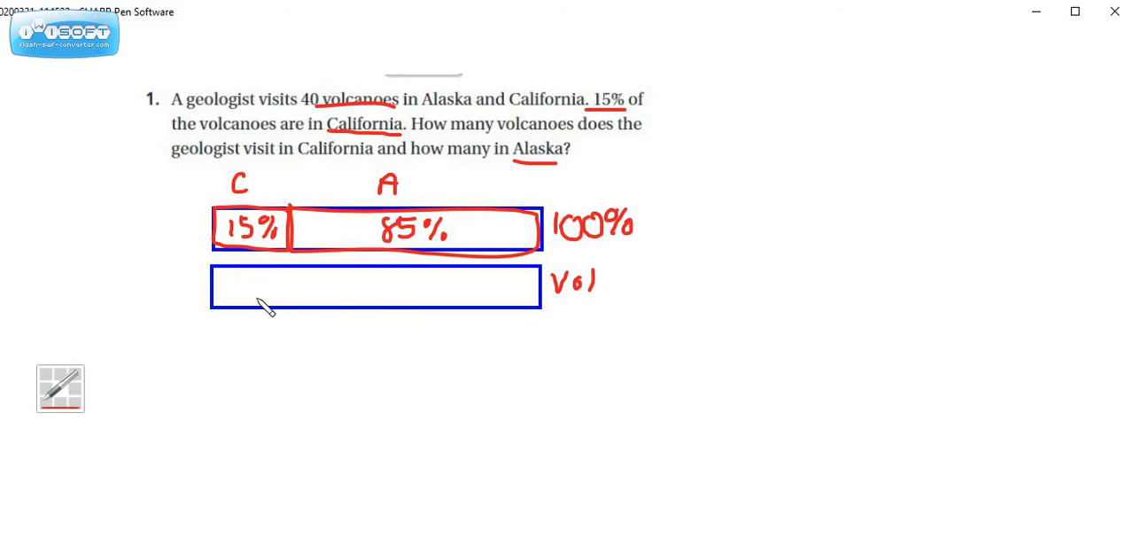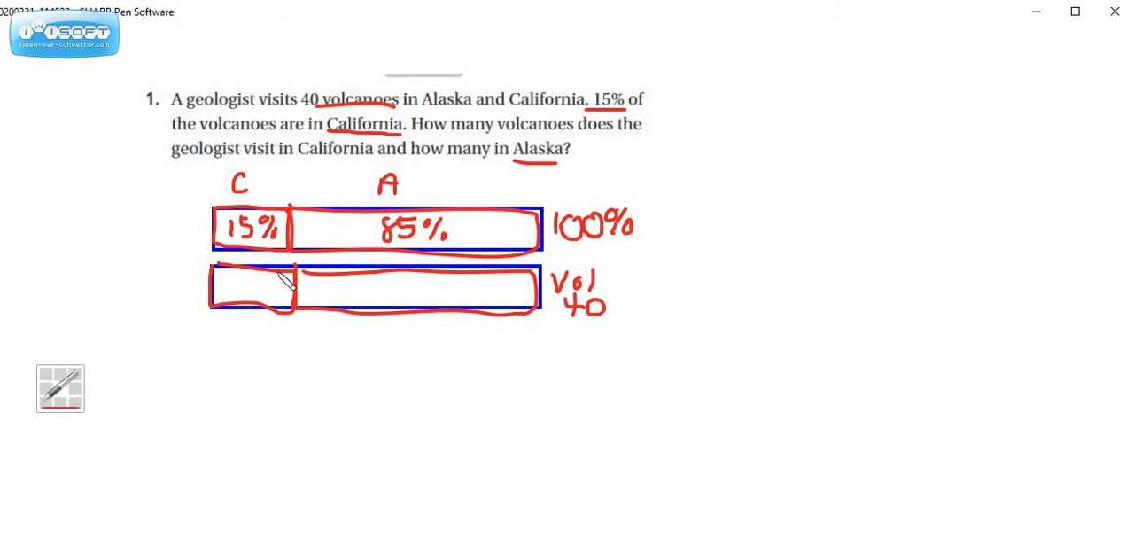All right, now the bottom bar is actually talking about the quantity of volcanoes. So some of them are going to be in California, some of them will be in Alaska, and if we add those two numbers together, that would be the all of it number, which in this case is 40.